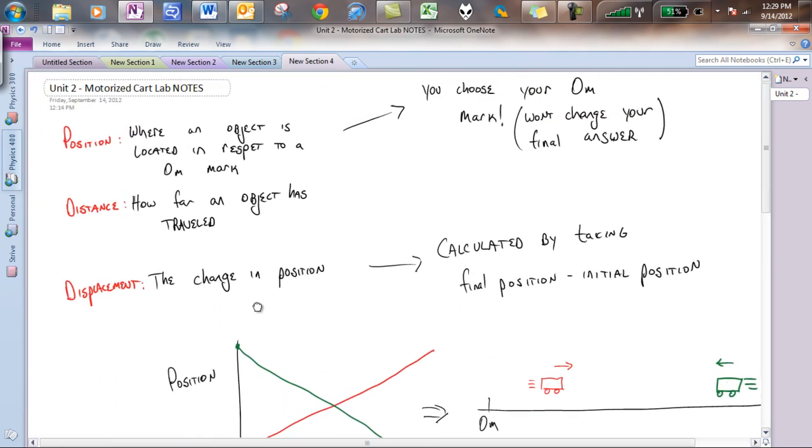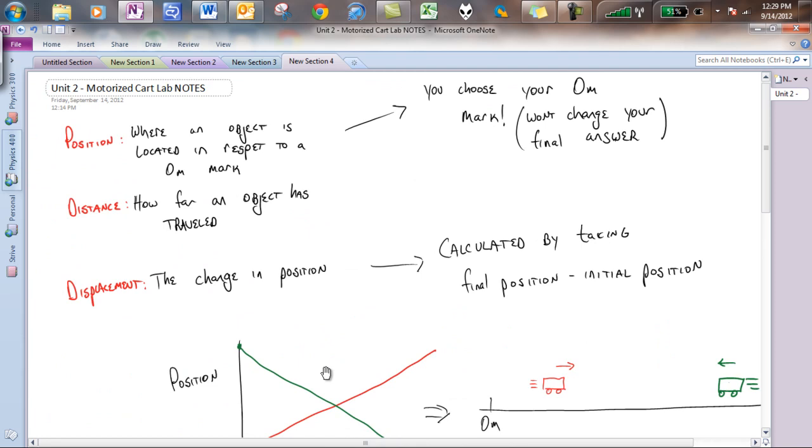So let us first start off with the three definitions of position, distance, and displacement. You'll notice that these are three different things that we're going to look at. Position is where an object is located in respect to a zero mark. We talked about this. The key idea is you choose your zero mark. You could pick that wherever you'd like, and you'll notice as we go through problems that it won't actually change your final answer.